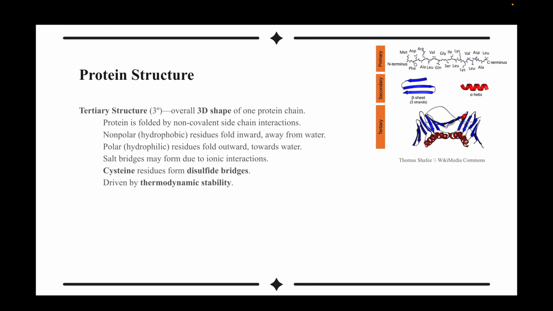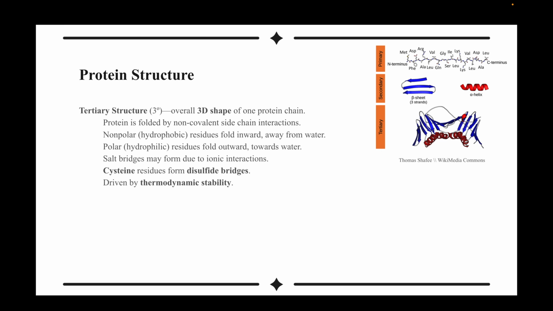Tertiary structure is the overall 3D shape of a single protein chain. This occurs when the protein is folded by non-covalent side chain interactions. Nonpolar or hydrophobic residues, residues being another term for amino acids, will fold inwards away from water and towards themselves. Polar or hydrophilic residues will fold outward towards water. Salt bridges may form due to ionic interactions, especially with aspartate or glutamate.